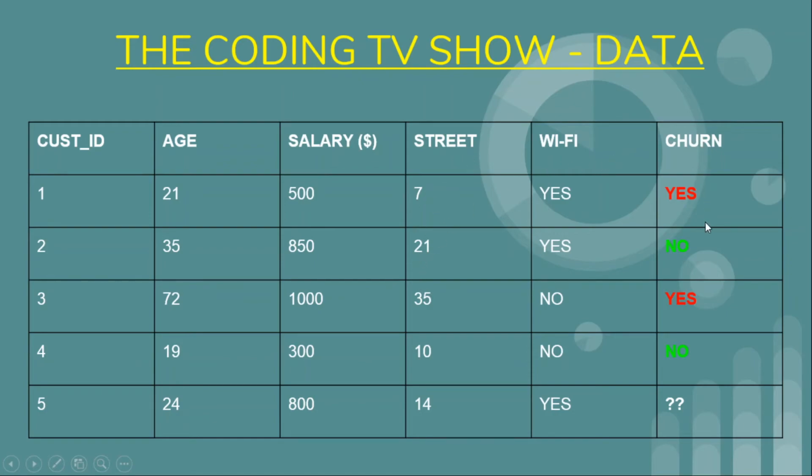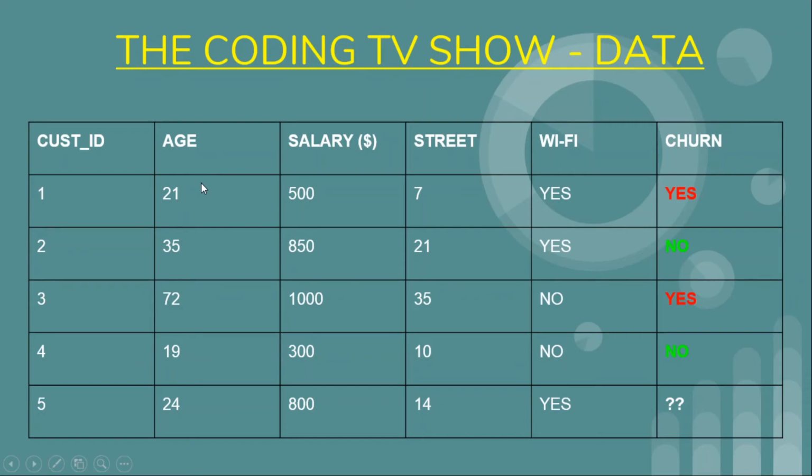And so if we were to do this manually, using the traditional methods, we will get overwhelmed pretty quickly. But with machine learning, we can study all these factors: the age, salary, street address, Wi-Fi, and how they relate to customer churn.